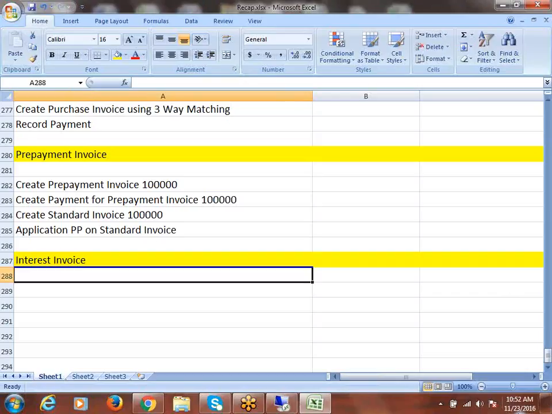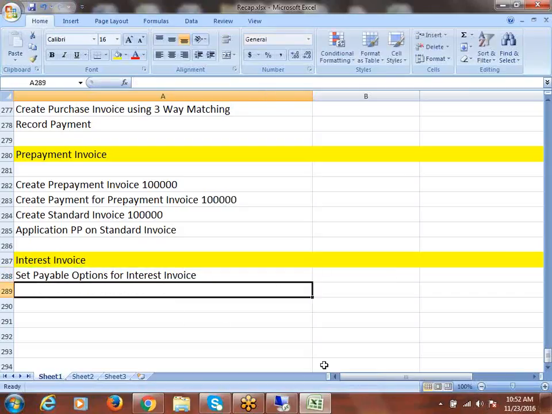In payable options, we'll be having one tab called interest. Under that, we have to go to setup. Set payable options for interest invoice. It means interest invoice related options will be within the payables.